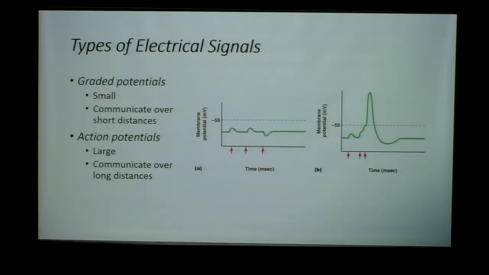So again, they're small, trivial, insignificant, so to speak, and they communicate over short distances of time. So they dissipate very quickly, right? They're not sustained the way an action potential is. On the other hand, action potentials are large, right? More meaningful changes of the membrane potential, almost a spike, if you will, of the membrane potential. They communicate over long distances of time.